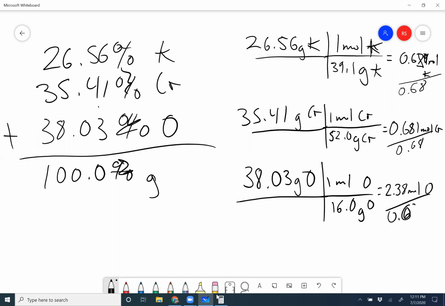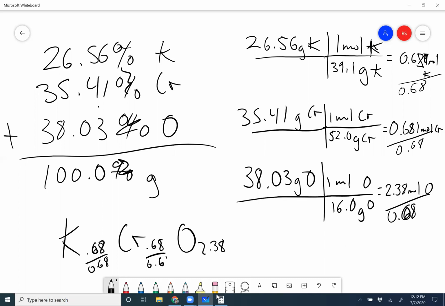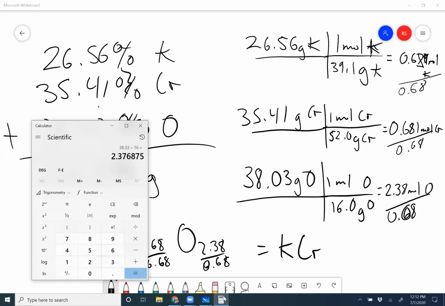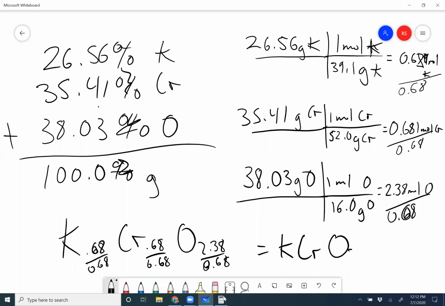And what this will do is it will change our ratios. Instead of this being potassium 0.68, chromium 0.68, oxygen 2.38, well, if we divide this by 0.68, 0.68, and 0.68, then we get potassium at 1, chromium at 1, and I'm going to guess we're going to see this at 4. So if we divide this by 0.68, we get 3.5. So this is going to be oxygen at 3.5.